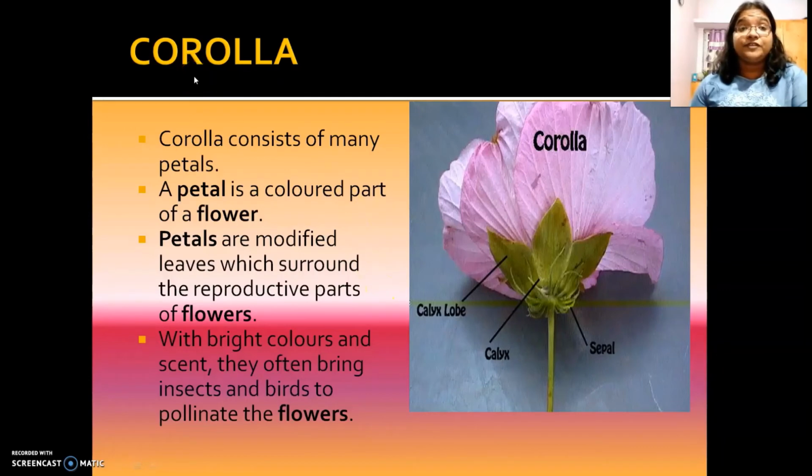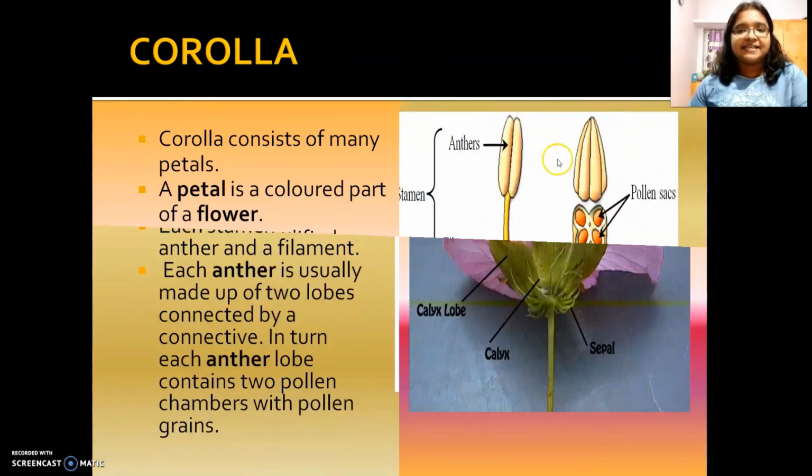The next whorl of the flower is called corolla. And in case of complete flower, just inner to the calyx, you could see beautifully, brilliantly colored petals arranged. The numerous petals are arranged in the form of a whorl, and that is called corolla. As you know, it's brilliantly colored. The main function of the corolla is to attract insects for pollination. So you should know that corolla is made up of numerous petals.